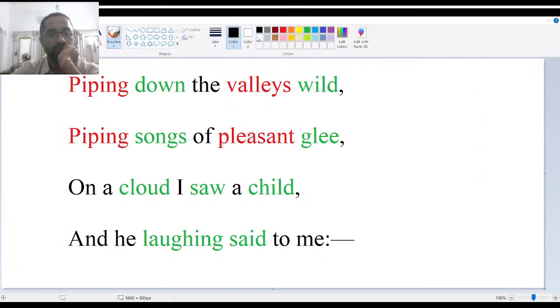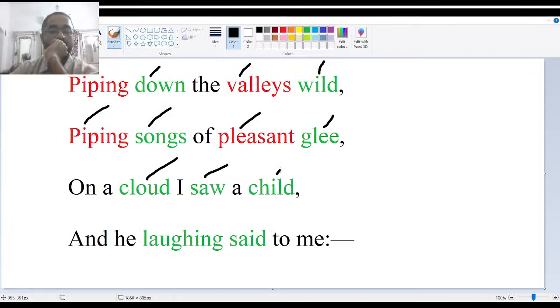So let's put the stress marks. Piping, because ing is a suffix, you don't really stress a suffix or a prefix. Piping down the valleys wild, piping songs of pleasant glee, on a cloud I saw a child, and he laughing said to me. Unstressed symbols.